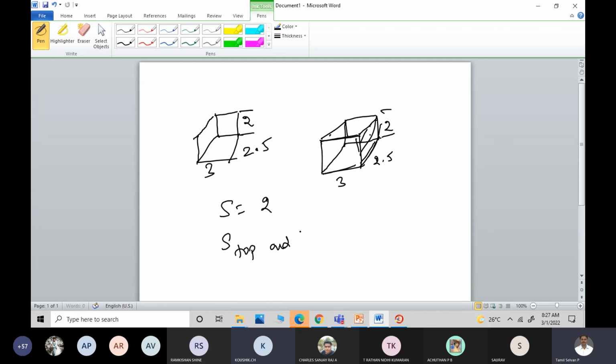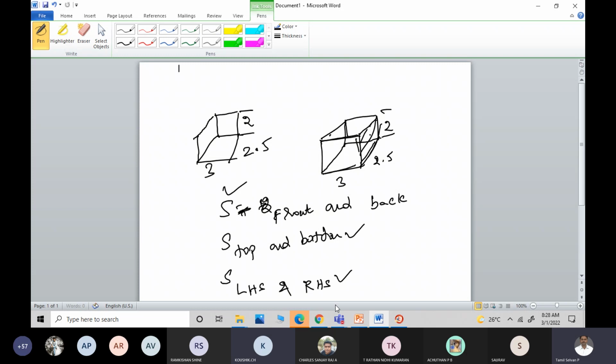S for top and bottom, for front and back, and S for two sides, left side, LHS and RHS. Okay, students. So the front and back will be the same, top and bottom will be the same, and left hand side and right hand side will be the same. Okay, students. All of you are able to understand this?